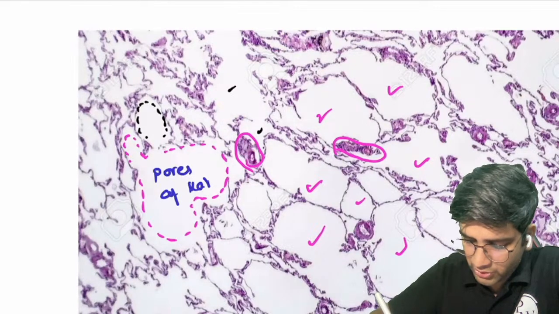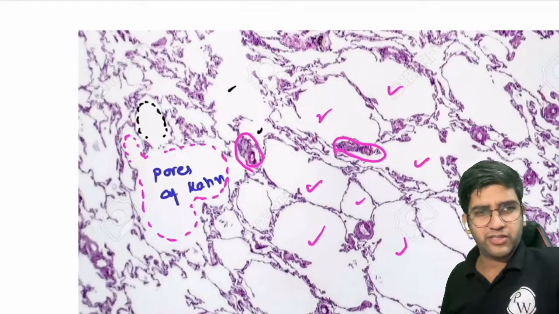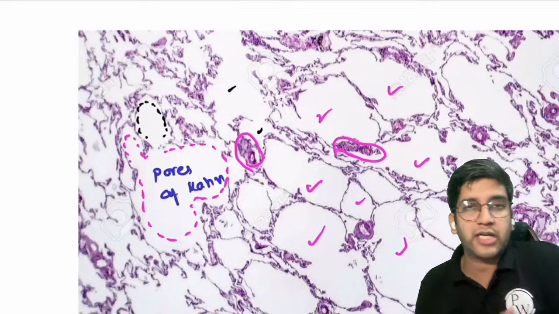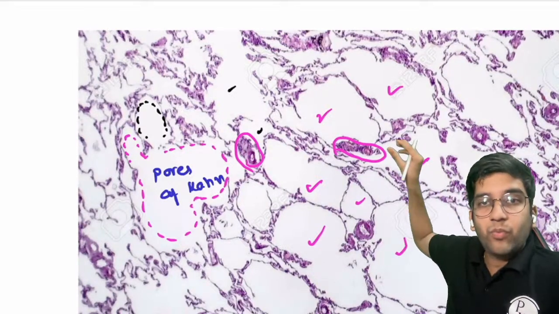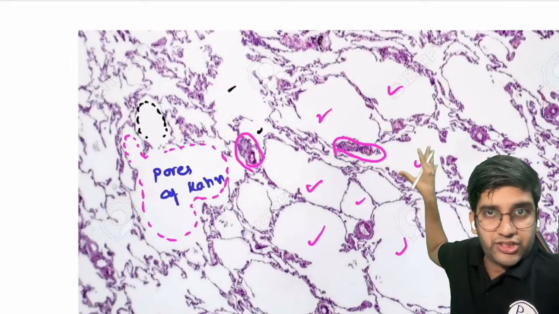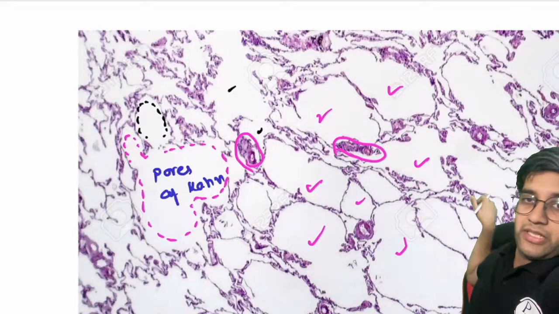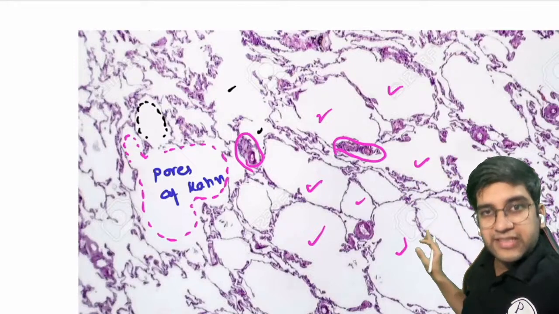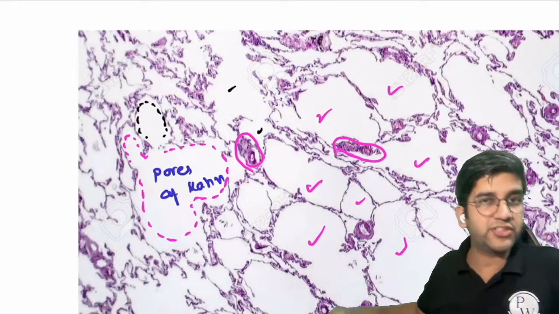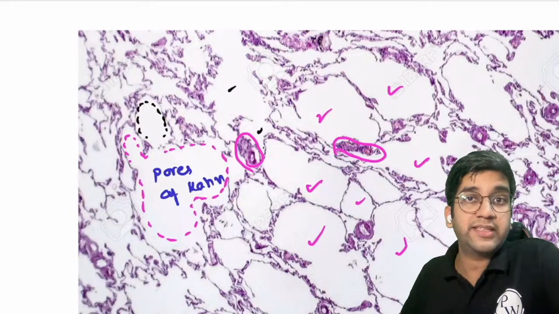You must have heard something called pores of Kohn, right? You must have heard for sure, right? The pores of Kohn. This is very, very important because let's say if I have this alveoli involved by an infection, is there a possibility from here you go to here? It can because they're connected. They'll be connected for sure. The alveolar spaces will be there. In between two alveoli, they'll be connected.